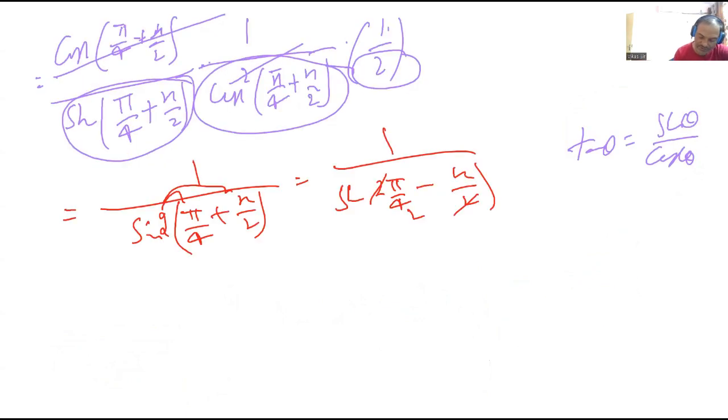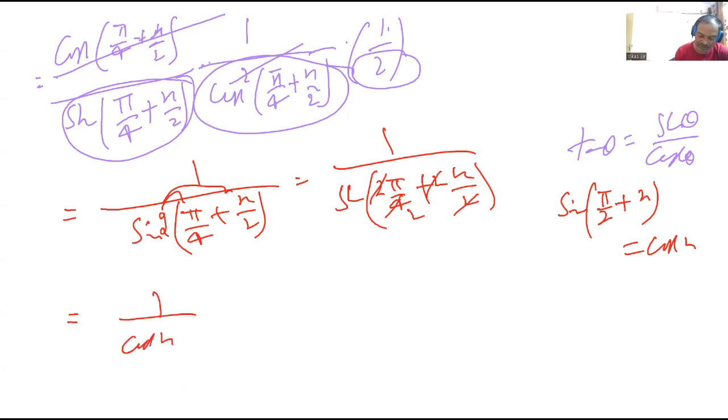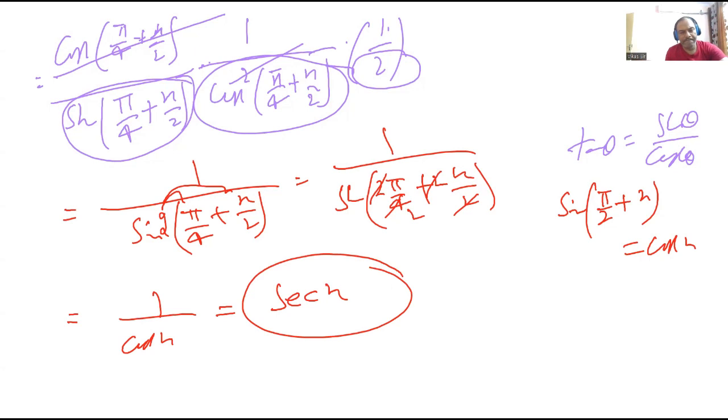Sine of pi by 2 plus x. We know that sine of 90 plus theta is equal to cos theta. So sine of pi by 2 plus x is equal to cos x. Now I will be having 1 over cos x, and 1 over cos x is again sec x, which I've told you earlier. Therefore, the required answer is 1 over sec x. Okay, fine. Right. Now let's do another question.